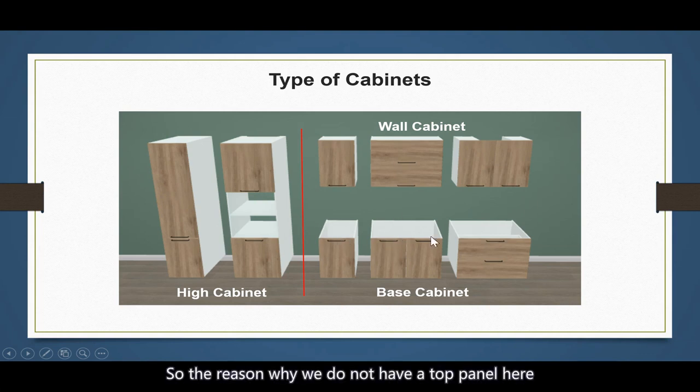The reason we do not have top panels here is that we are going to put a countertop above it, and we will explain this a little later. For now, the base cabinets have a countertop above and adjustable legs below. The same for the high cabinets. They have four adjustable legs for each modular cabinet. Okay, now we move on to the basic structure of each cabinet.